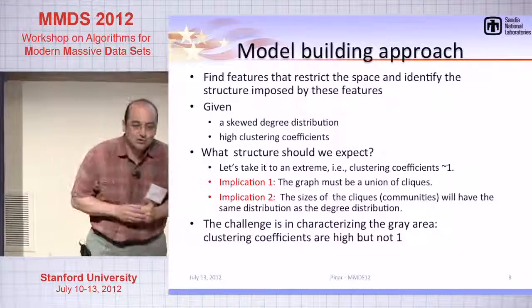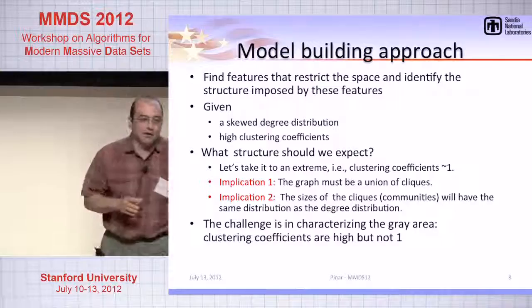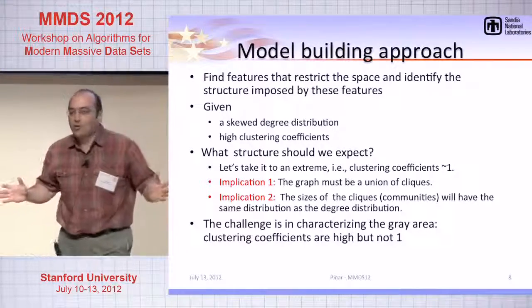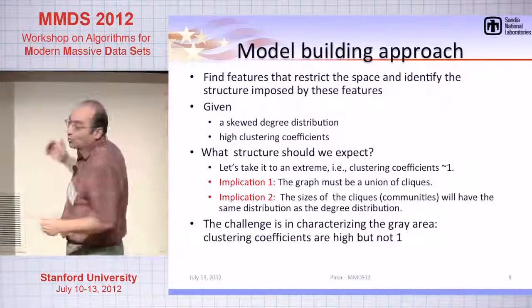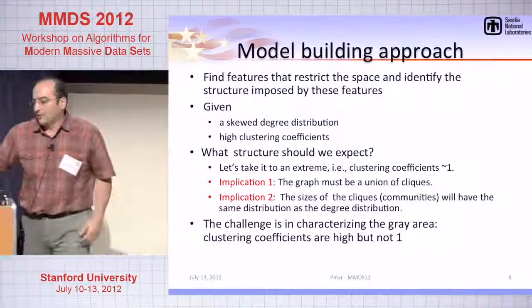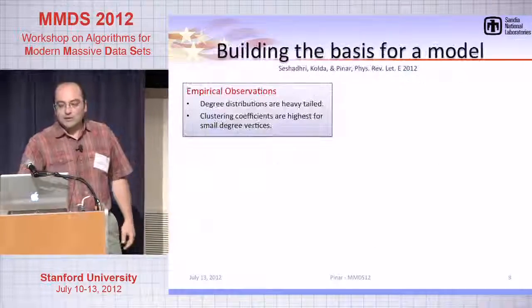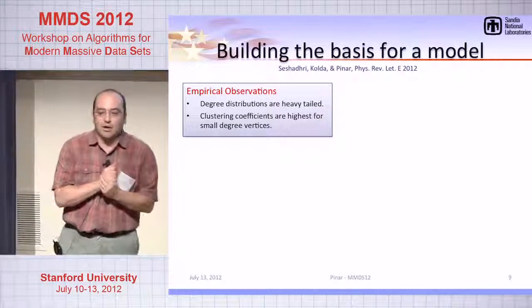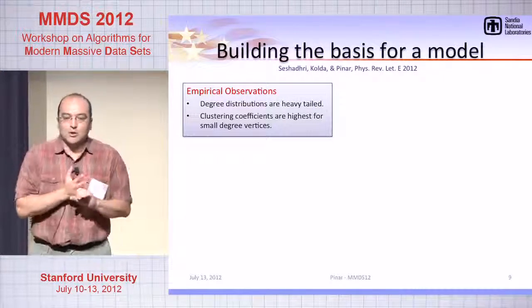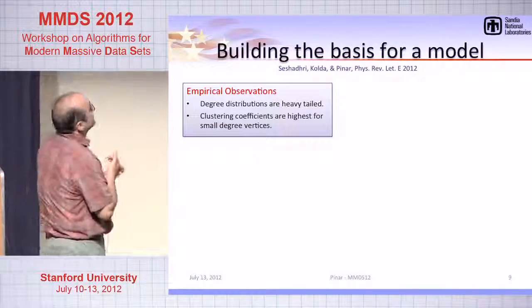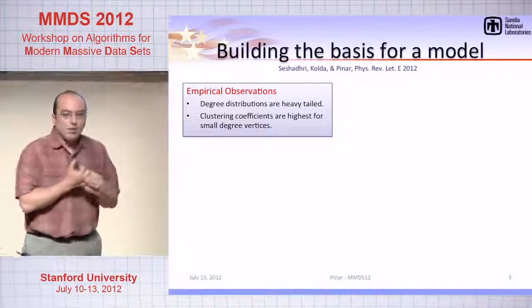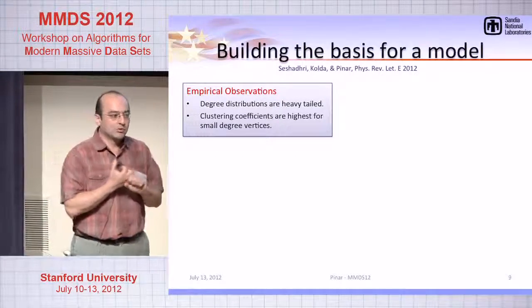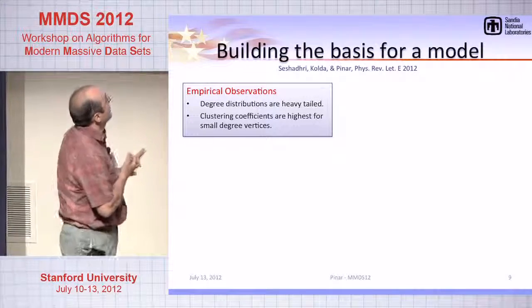But of course, the challenge is in the gray area. The clustering coefficients are high, we know that, but not that high. They're not 1. So what happens in the gray area? So what we did is, this is our approach. Let's start with the observations, or we can call them assumptions. They're fair assumptions. I want a graph with a skewed degree distribution and high clustering coefficients.